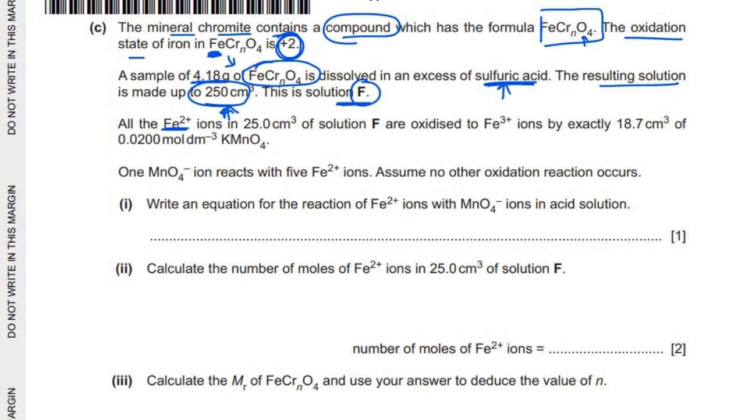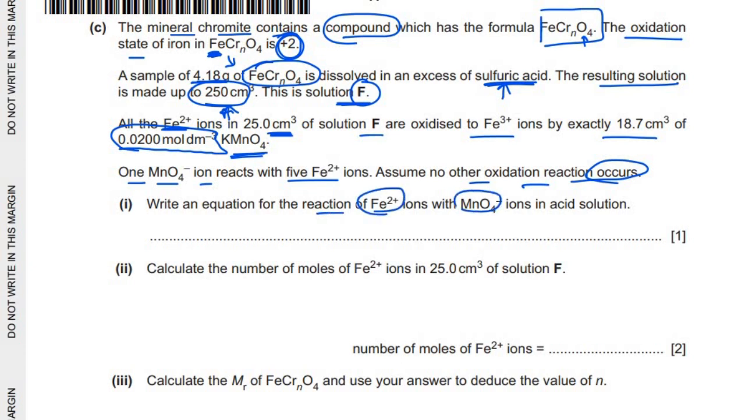Now all the Fe2+ ions in 25 centimeter cube of solution F are oxidized to Fe3+ ions by exactly 18.7 centimeter cube of 0.02 moles per dm cube of potassium manganate. Now one manganate ion reacts with 5 Fe2+. Assume no other oxidation reaction occurs. Now write an equation for the reaction of Fe2+ and manganate ions in the acid solution. Okay, it's clearly written that 5 Fe2+ ions react with one manganate ion. Obviously then it changes to 5 Fe3+ ions.